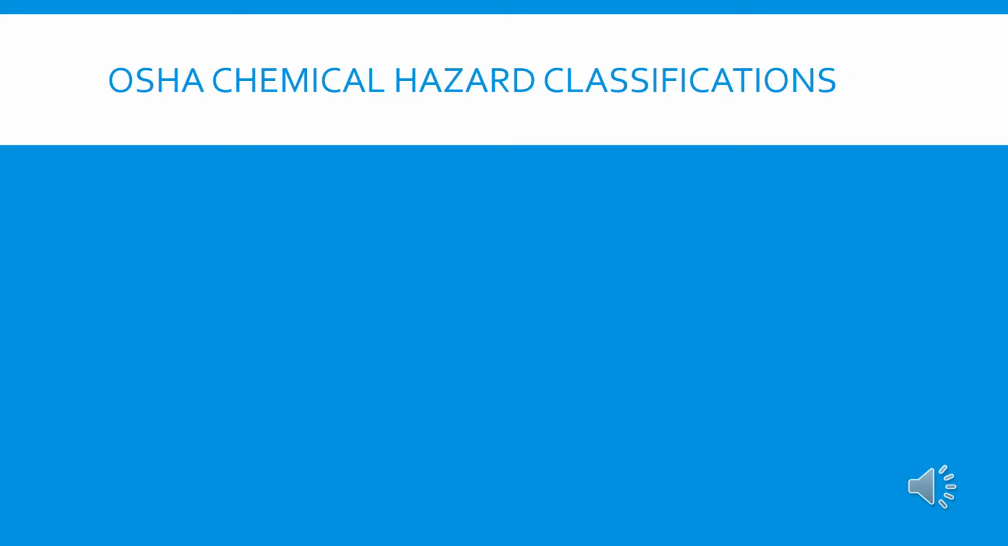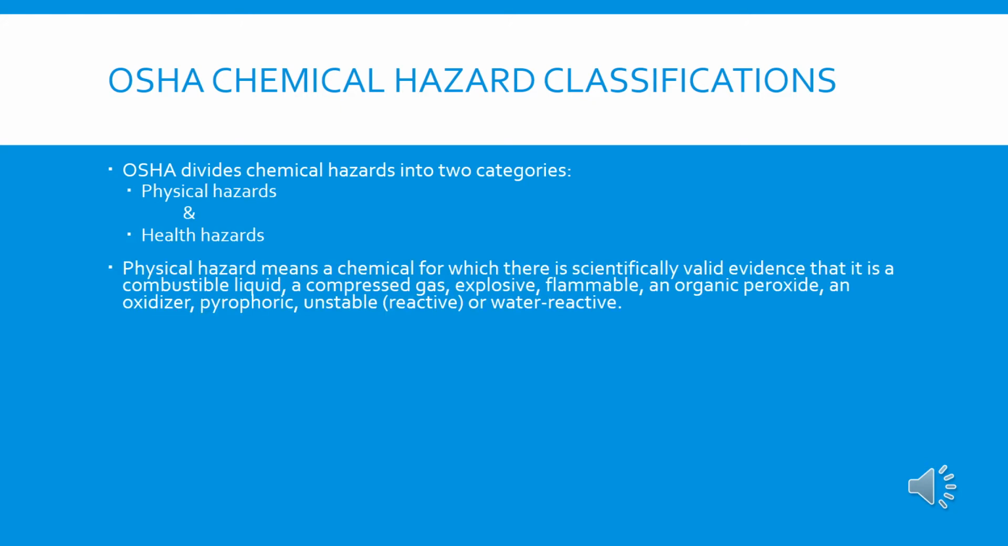OSHA divides chemical hazards into 2 categories: physical hazards and health hazards. Physical hazard means a chemical for which there is scientifically valid evidence that it is a combustible liquid, a compressed gas, explosive, flammable, an organic peroxide, an oxidizer, pyrophoric, unstable, reactive, or water reactive.